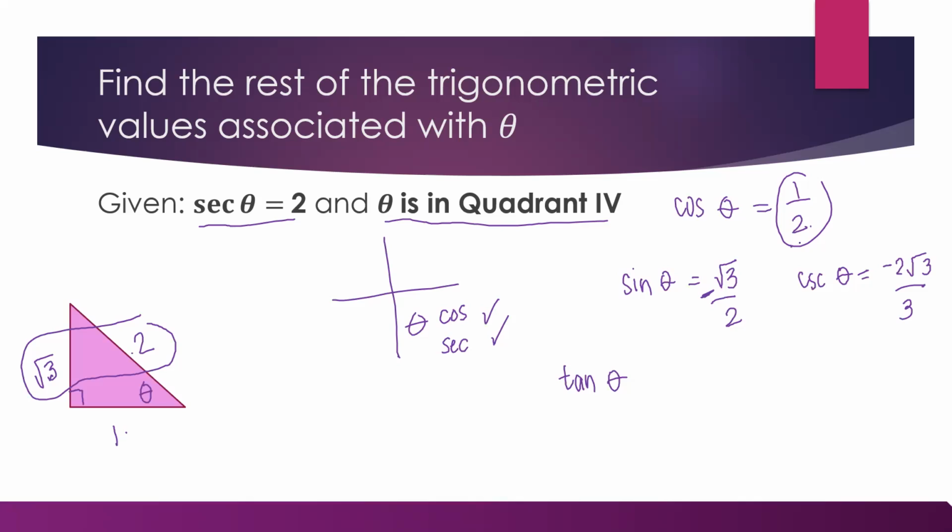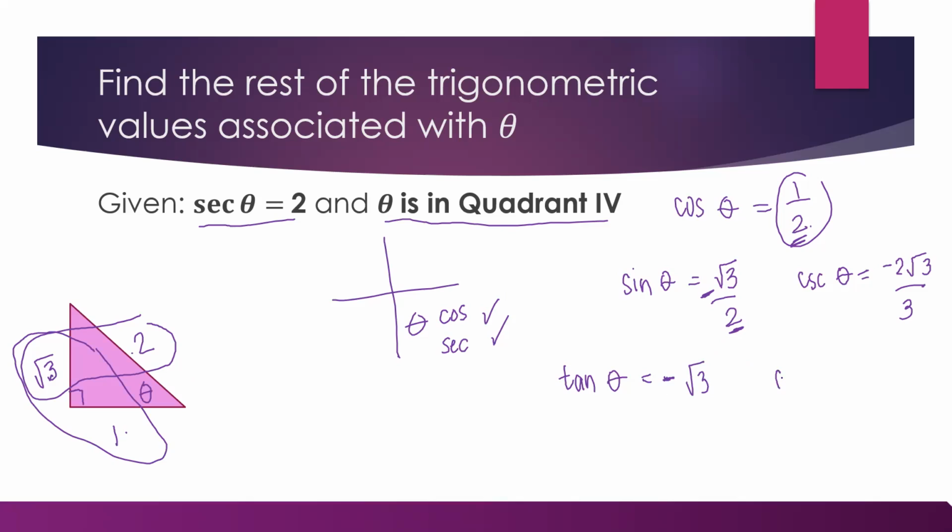Magkapareho sila, same denominator. Okay? Or pwede tayong gumamit ng OA, opposite over adjacent. So, that will be square root of 3 over 1. So, square root of 3. Pero fourth quadrant si theta, so this is negative. Okay?